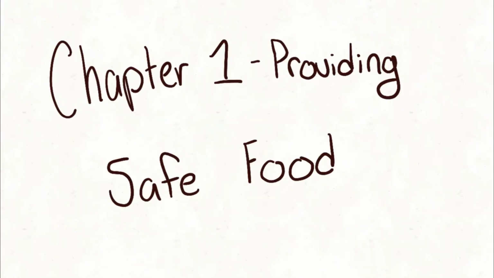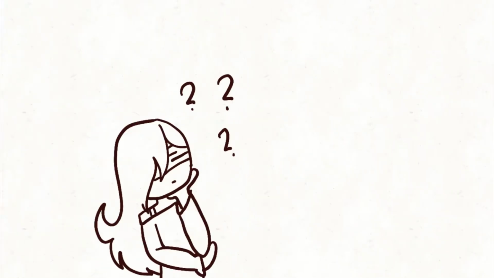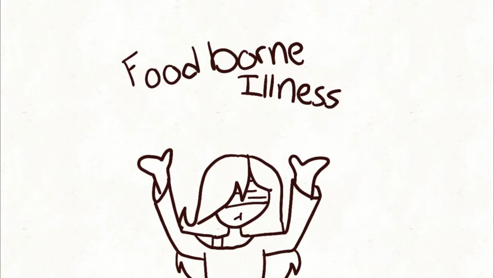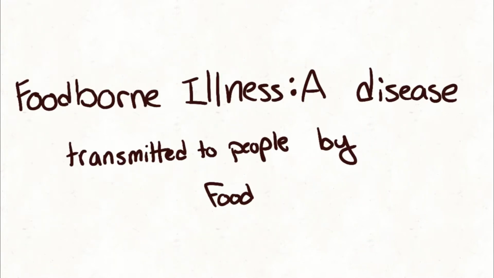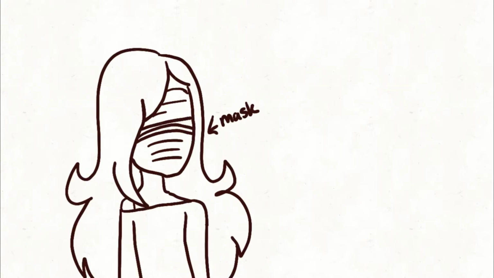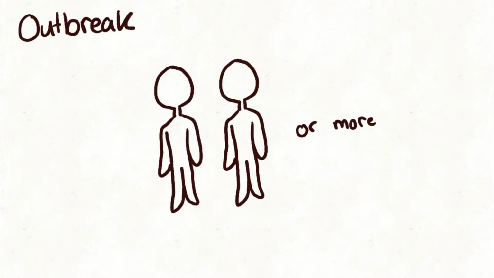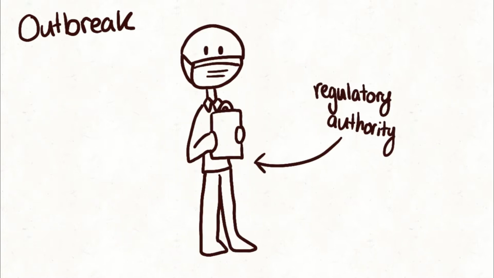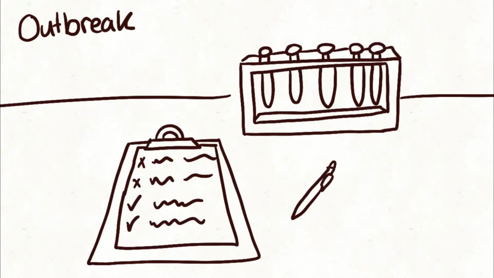Chapter 1. Providing Safe Food. What exactly can make food unsafe? Well, one of these things is a food-borne illness. It is a disease transmitted to people through food, and these can lead into outbreaks. It is considered an outbreak when 2 or more people have the same symptoms after eating the same food, and an investigation is conducted by state or local regulatory authorities. It is confirmed by a laboratory analysis.